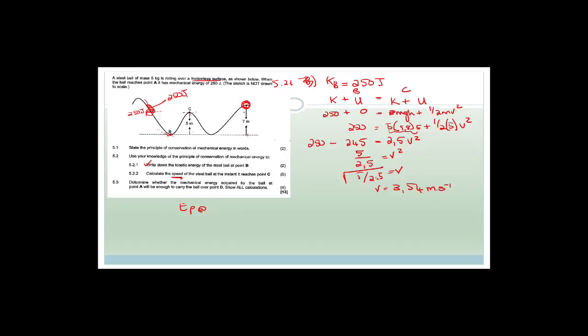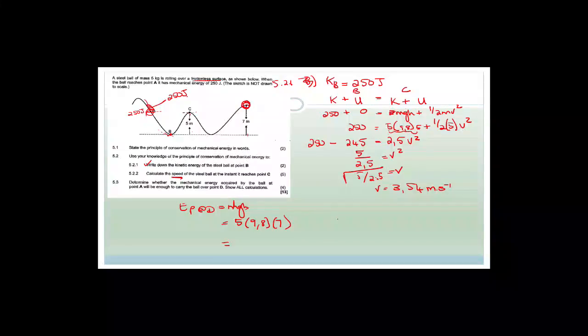At what height was this? Was it at D? EP is going to be mgh, which is the mass, 5, times the acceleration due to gravity, 9.8, times the height, which in this case is 7. So if we put that in our calculator, we've got 35 times 9.8 is 343.